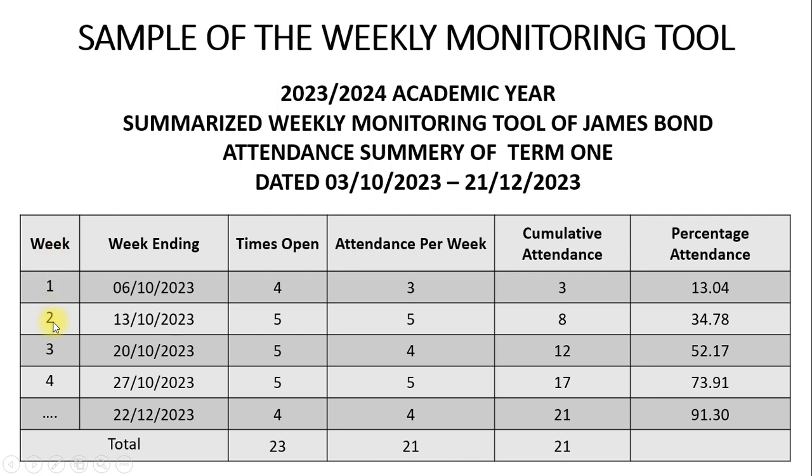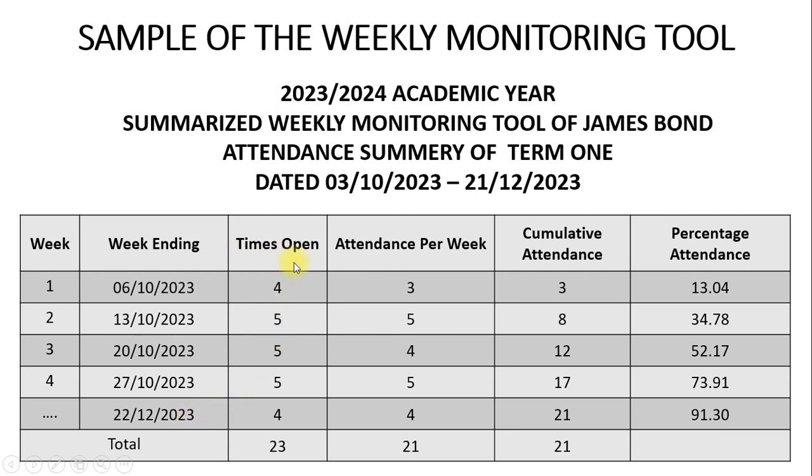Week 1, week 2, week 3, week 4. Term 1 was 12 weeks, I think, so I check it. Term 1, over week 1, 2, 3, 4 to the last week. Then you give the week ending. For week 1, the ending is 6th October 2023. The last week was 22nd December 2023. That is the last week ending.